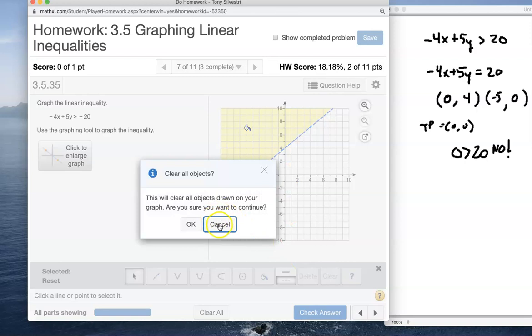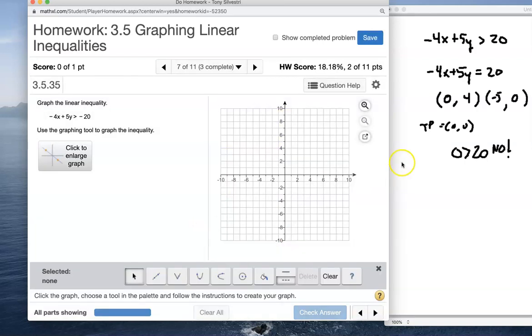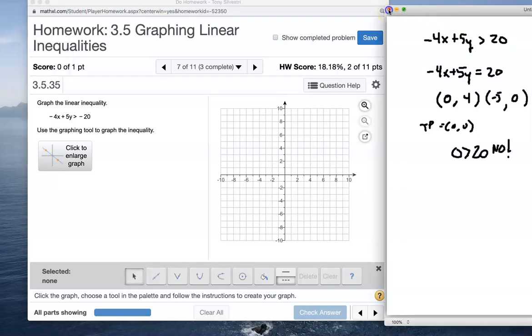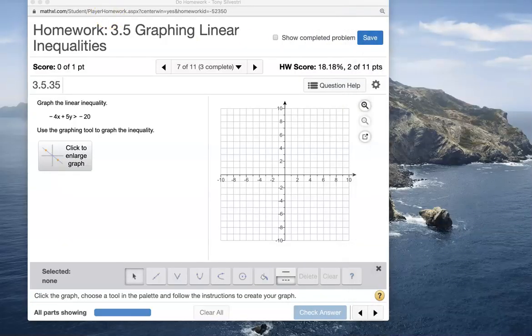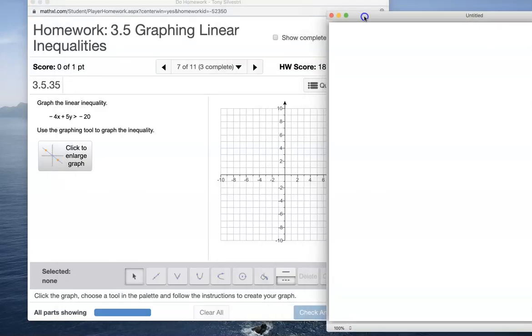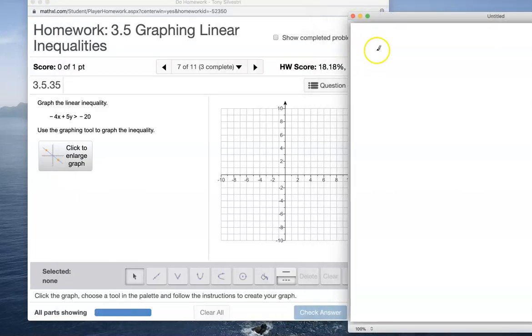Start over again. Clear all the objects. Let's go back here and start with a new fresh sheet of paper. Clear it, don't save, and let's wipe the slate clean. Start over again. So, okay, different problem.